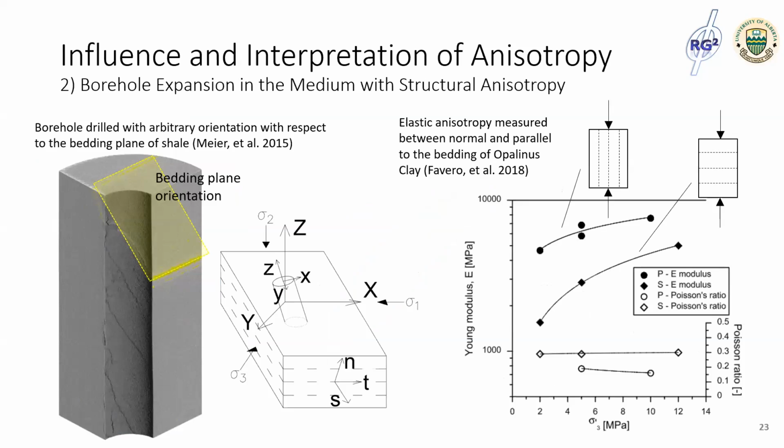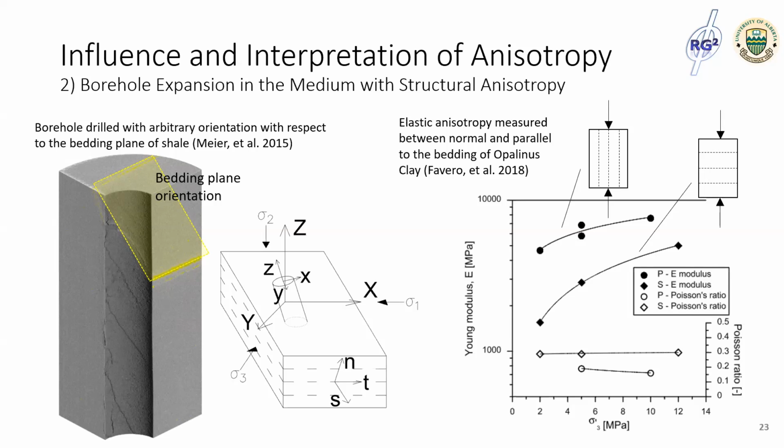Borehole expansion is also influenced by the structural anisotropy of the clay shales. The structural anisotropy is majorly from the bedded clay particles as a result of the deposition, compaction, and diagenesis and other geological processes in the history. Here it shows for the Opalinus clay, the laboratory tests show the elastic modulus in the direction parallel to the bedding will be up to 3 times higher than the direction normal to the bedding.